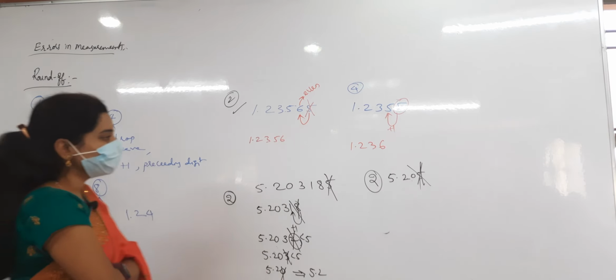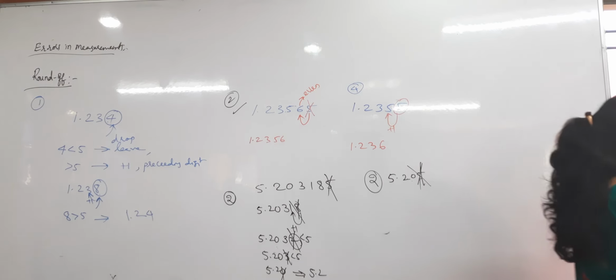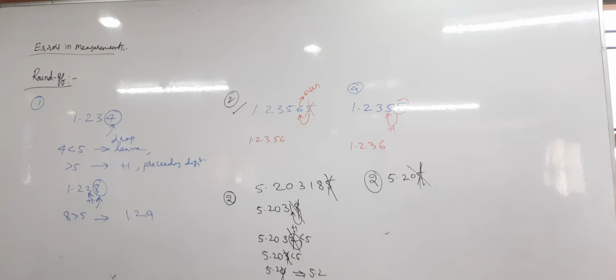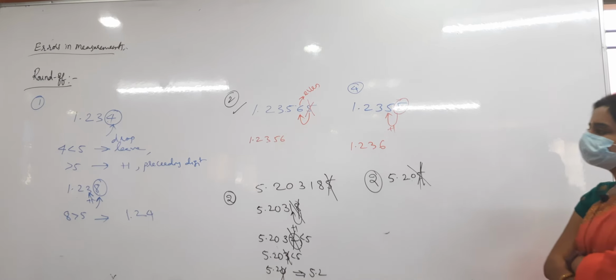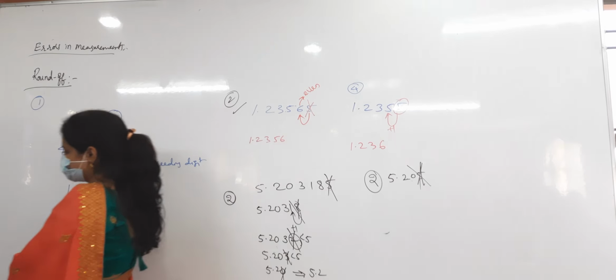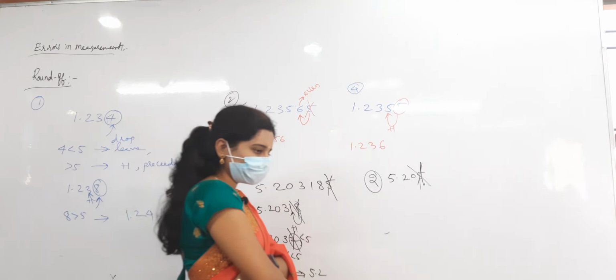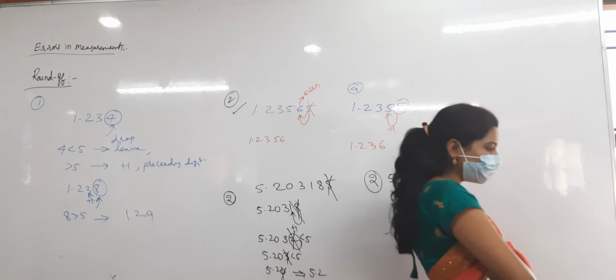If it is greater than 5, then drop the digit and add the preceding digit by 1.